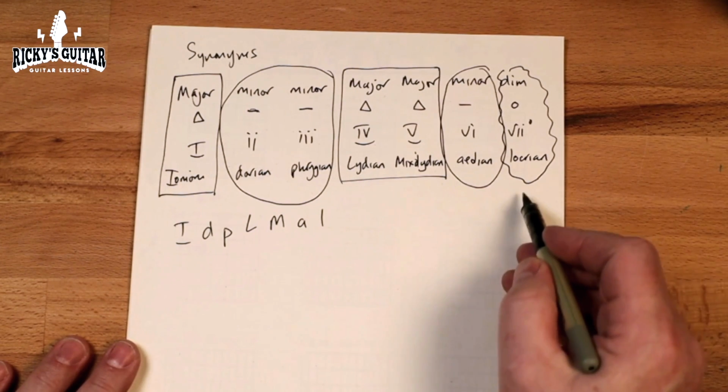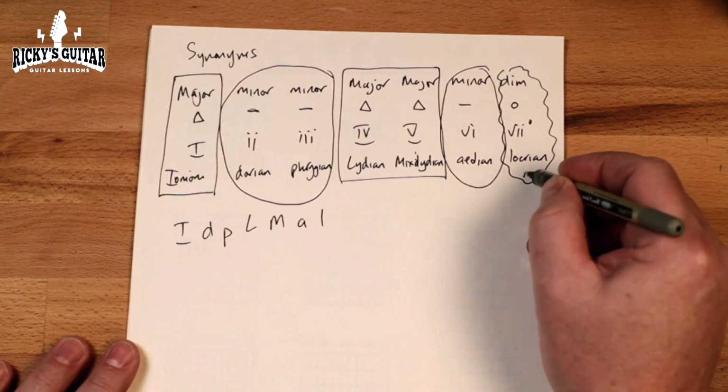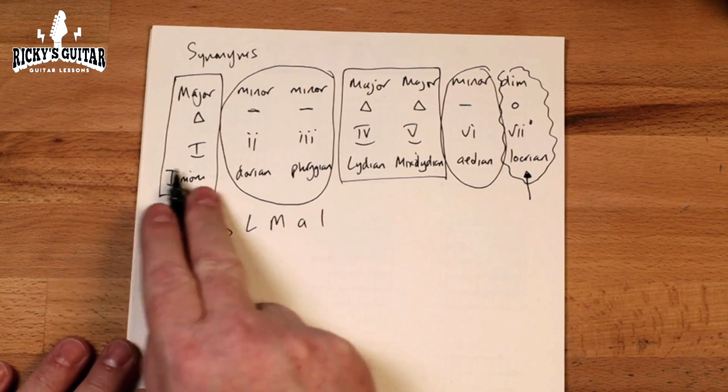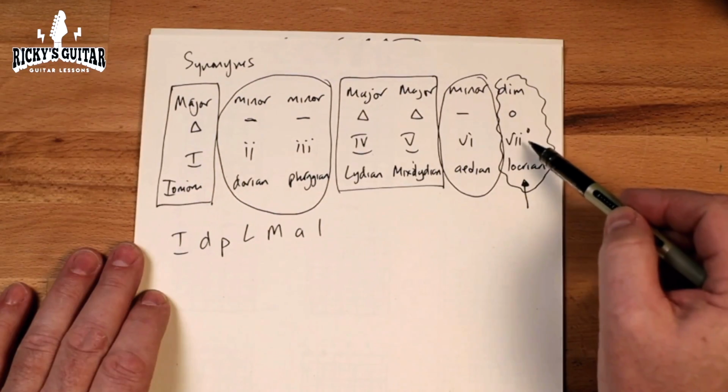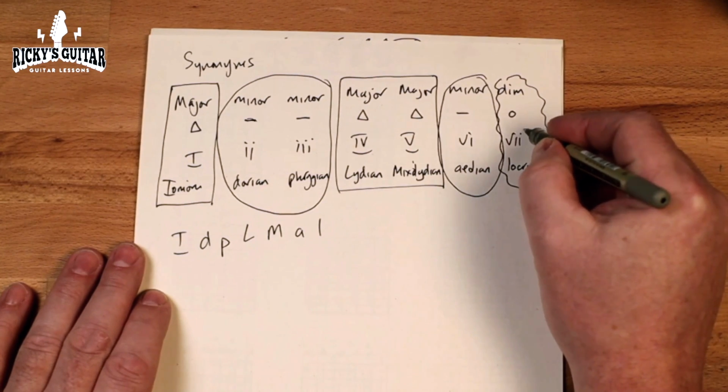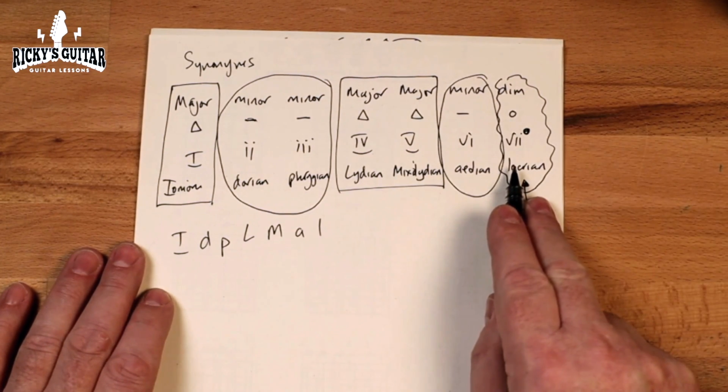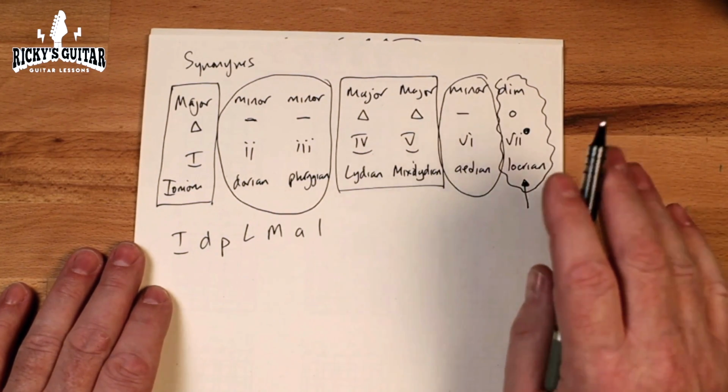This is probably the most useless mode. There are songs that use it, but I kind of think of it, if this is a family, this is going to be that weird uncle. You know, that weird uncle that you don't leave in the room with the dog on his own. I don't know why. Don't ask me why.